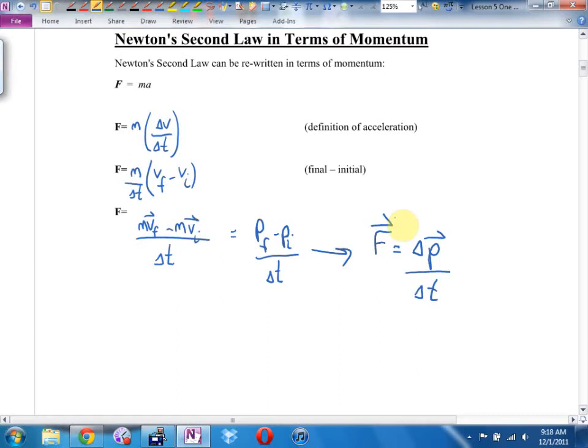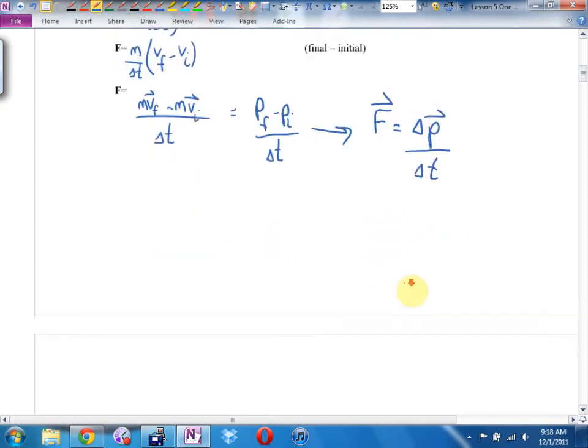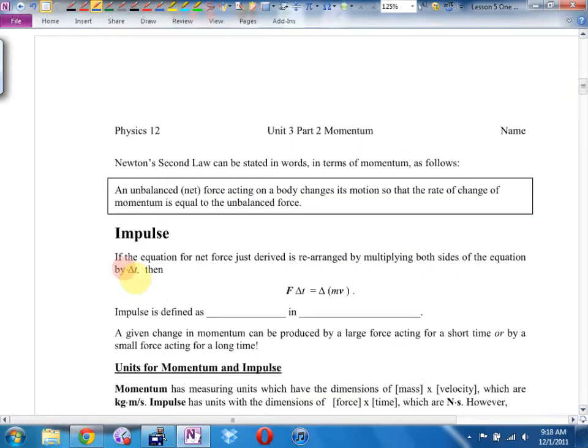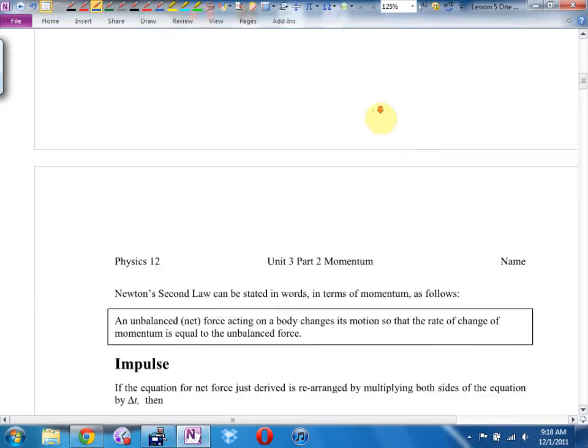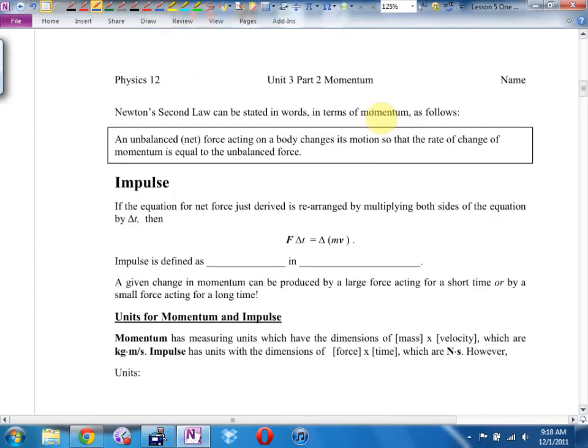And I'm going to rewrite this. How? I'm going to multiply both sides by change in time. I'm going to move the change in time over to here. This is the formula for this unit that you actually have on your formulas page. Force times change in time equals change in momentum. In fact, we call this the impulse equation.